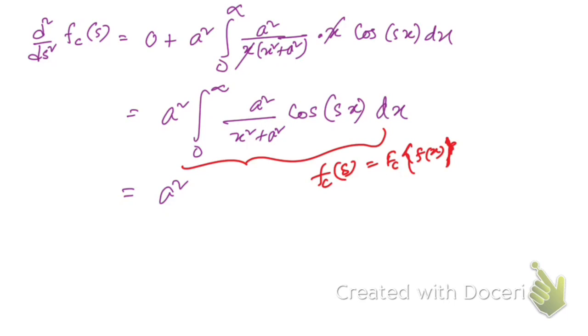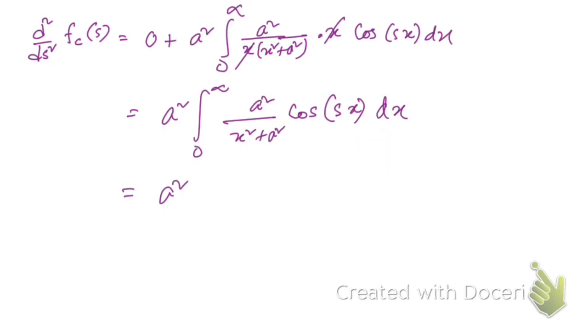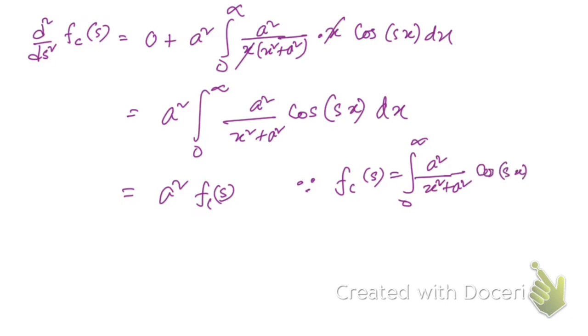So we can write this as a square into fc of s, since fc of s is equal to, let's write it properly, integration from 0 to infinity a square by x square plus a square cos of sx dx, sorry, that should be cos, right? So hope you have understood this. So this is what we have got.